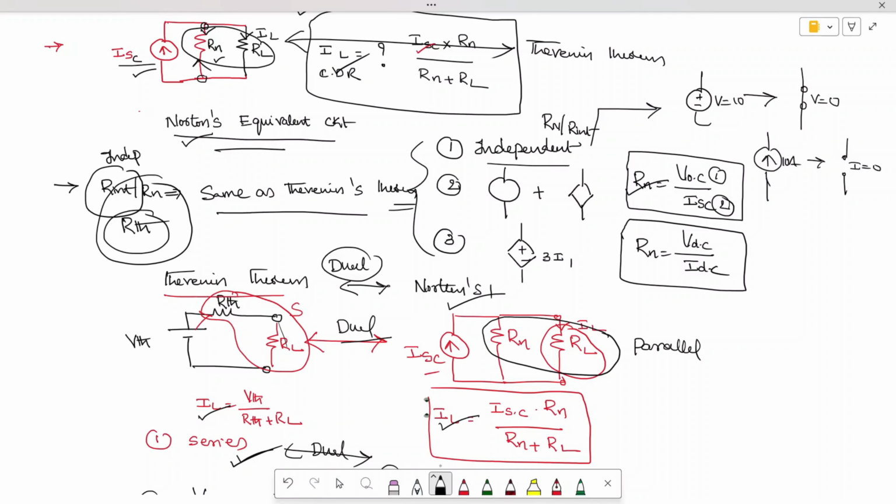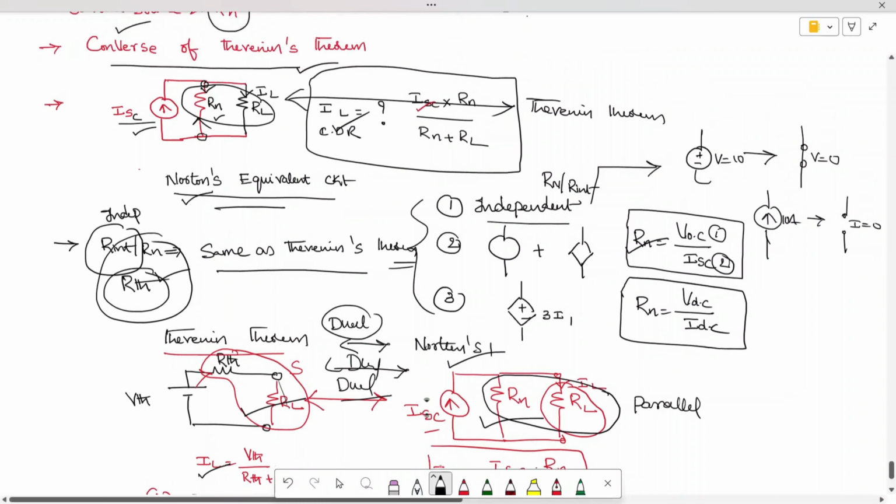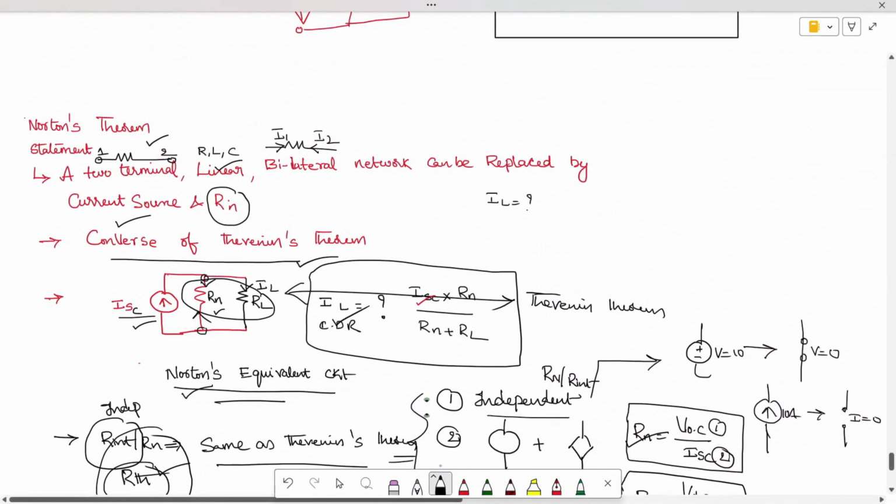So this is the procedure of finding Thevenin's resistance or Norton's resistance, and this circuit is called Norton's equivalent circuit, and this is called Thevenin's equivalent circuit. Both are dual in nature. Okay, so that is important. The statement is almost also the same. Any two-terminal linear bilateral network can be replaced with a voltage source in series with a Norton resistance.